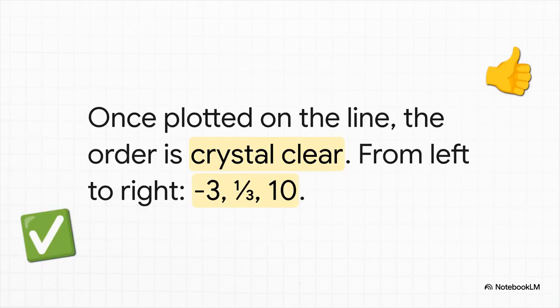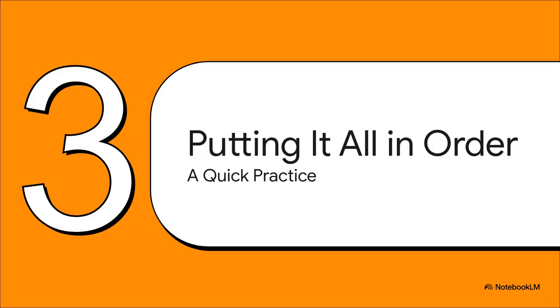And just like that, look, the solution is staring us right in the face. Once you see them on the line, there's no confusion. You just read it from left to right, from smallest to biggest. The order is -3, then 1/3, then 10. Puzzle solved! Okay, that was pretty cool, right? Now that we've got the hang of it, the source material throws us another set of stories and numbers. It's like a little practice round to make sure we've really got this down.